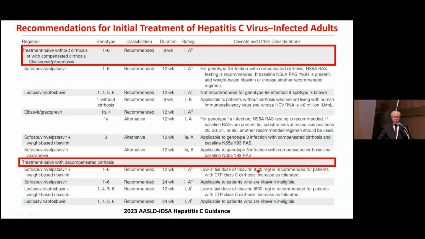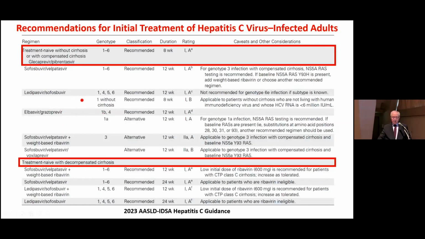So, recommendation for the initial treatment of hepatitis C virus-infected adults, treatment naive without cirrhosis or with compensated cirrhosis: glecaprevir, pibrentasvir, genotype 1 to 6, recommended 8 weeks. Sofosbuvir velpatasvir, also for all genotypes and pangenotypic, can be given 12 weeks. For genotype 3 infection with compensated cirrhosis, NS5A RAS testing is recommended. If baseline NS5A RAS Y93H is present, add weight-based ribavirin and choose another recommended regimen.